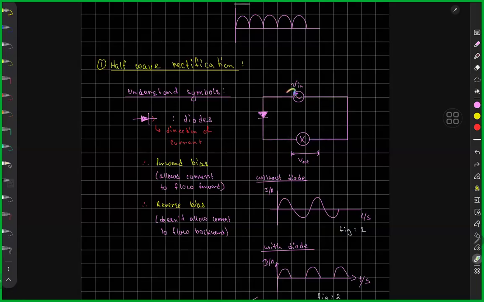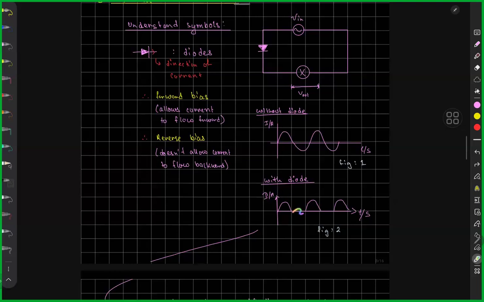Now, what happens when the terminals change so this side is positive and the other side is negative? Well, it starts off, but then it's blocked at this position. It can't go, so the circuit is incomplete. So for the next entire cycle, there is vacancy. There's no current. So this is what it looks like without a diode, and this is what it looks like with a diode.